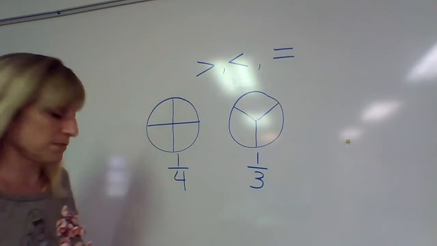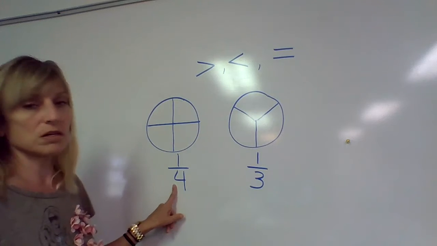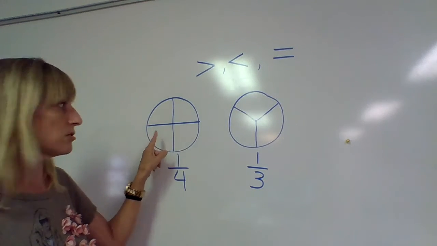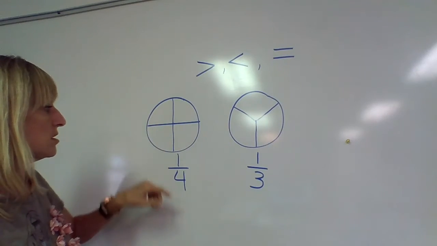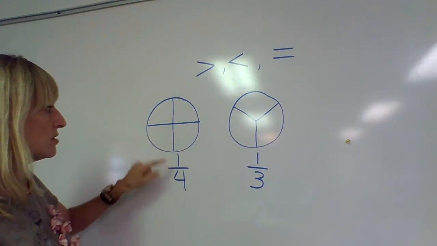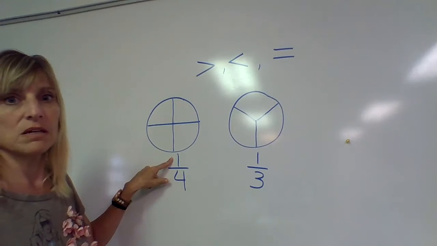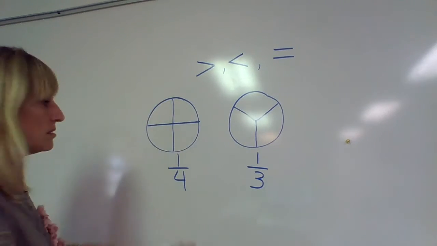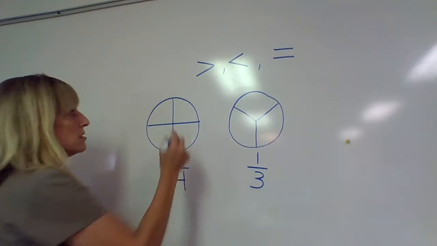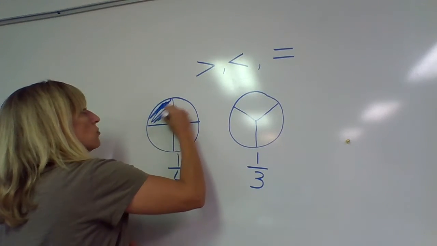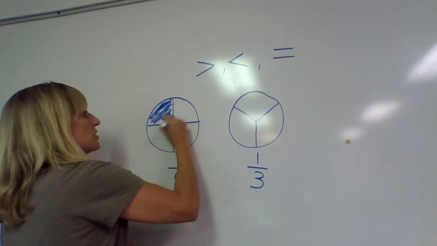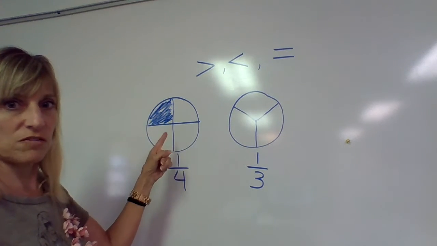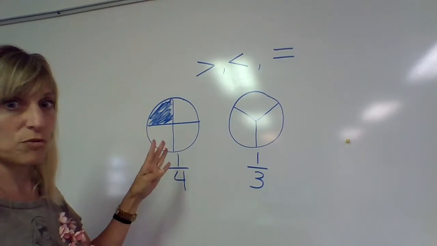is 1/3. So we already know that the numbers on the bottom of our fraction represent how many pieces our cookies are cut into. So there's 4 pieces here. The top number tells me how many pieces of my cookie I'm coloring in. So this number's a 1, so I'm just going to color in 1. It doesn't have to be perfect. 1 section of my 4 pieces.